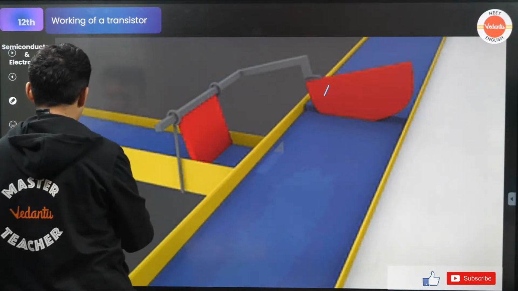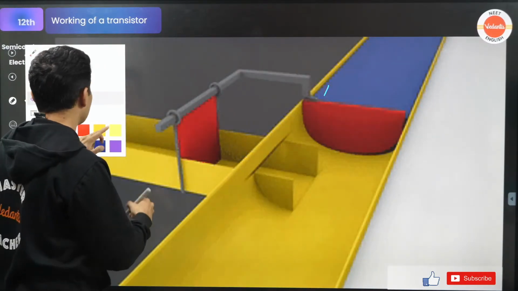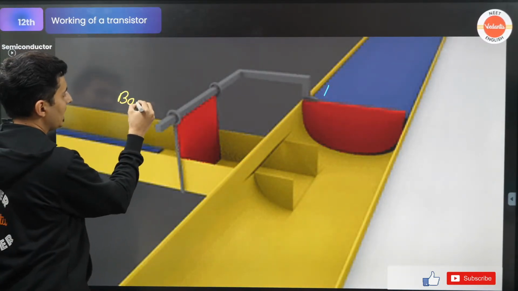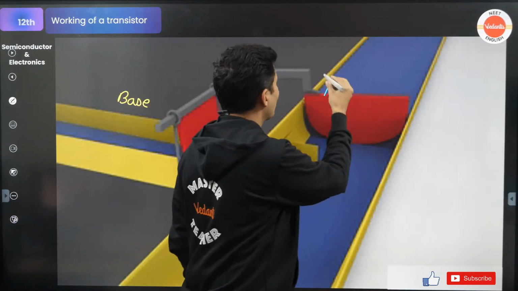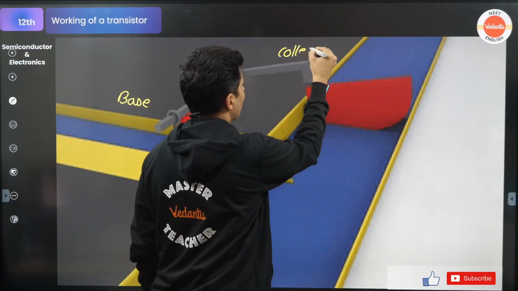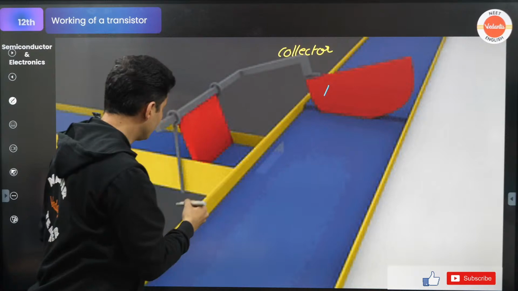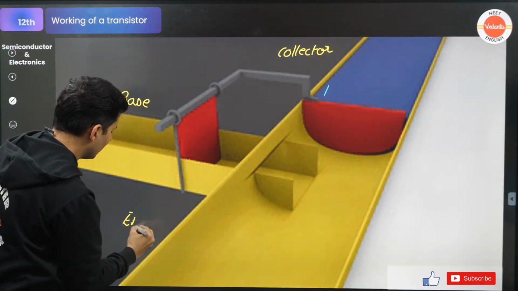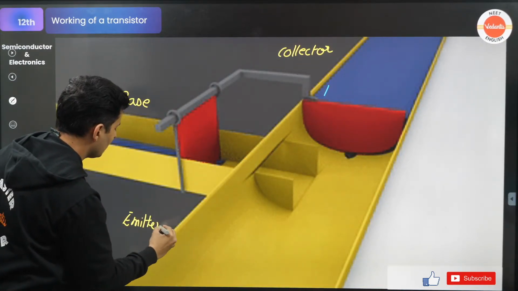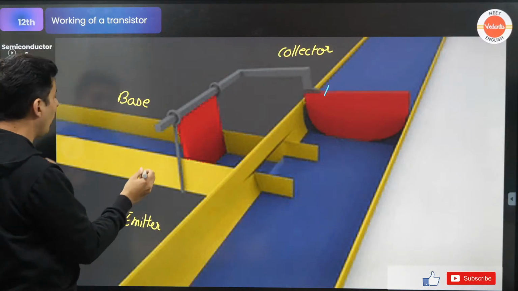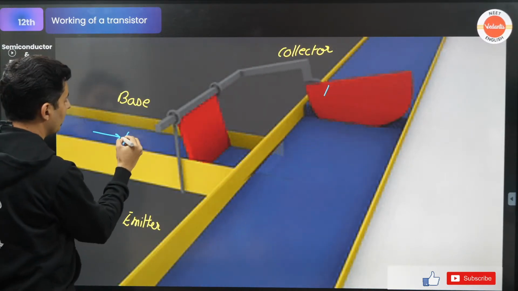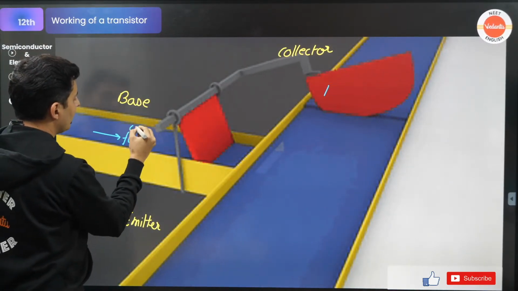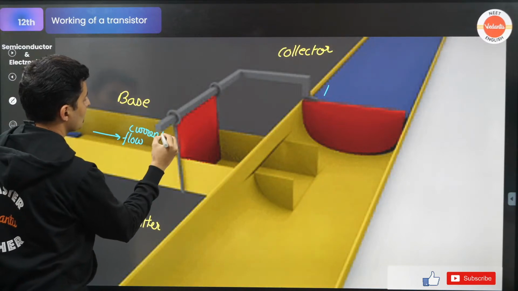So let me just start marking it over here. This, now you can call it as the base. This one you can think of it like the collector, like I told you. And this one over here is nothing but the emitter. And the flow of water, that flow is nothing but your current flow. This is your current flow.